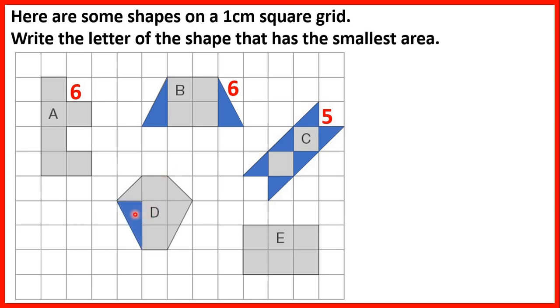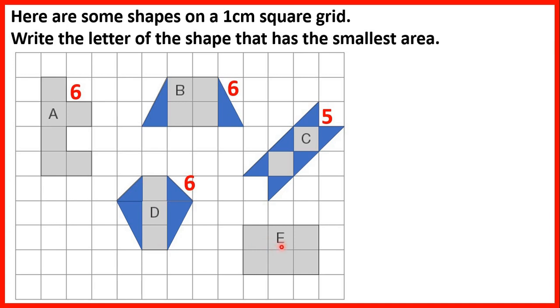For shape D, if we look at this part that's highlighted, we can see that it's half of 2 squares, so that's 1 square. That's another square altogether, because again, we have half of 2 squares. And then we have these 2 half squares at the top, which will make 1 whole square. So we've counted 1, 2, 3, and then we can count 4, 5, 6. So the area of D is 6 squares.